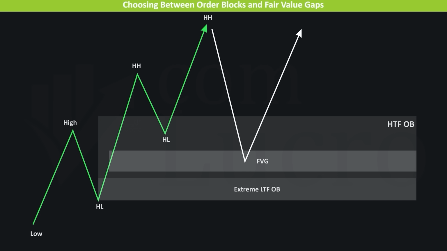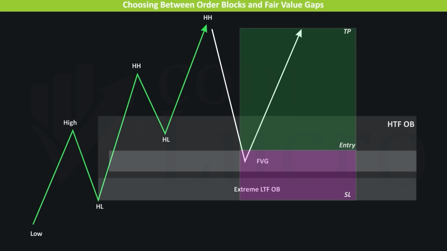Using lower time frame fair value gaps as entry points can be highly effective. Entries based on fair value gaps tend to produce a higher activation rate compared to relying solely on extreme order blocks. In a bullish scenario, this usually means placing your limit order at the highest point of the fair value gap, while positioning your stop loss beneath the extreme order block. The trade-off is that this creates a wider stop loss, and that naturally reduces the reward-to-risk ratio of the setup.